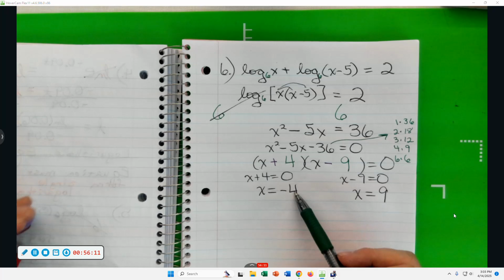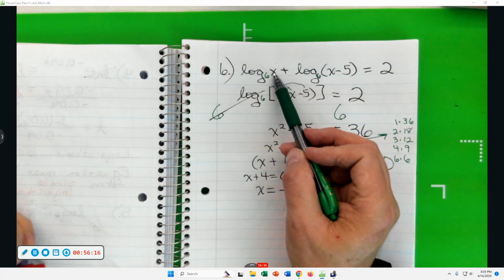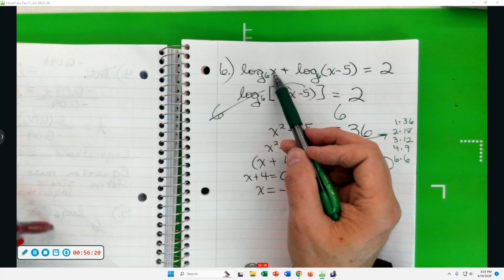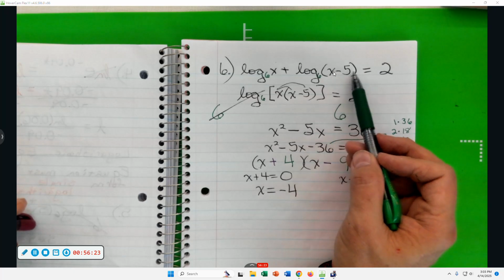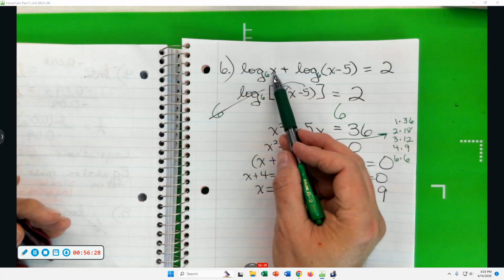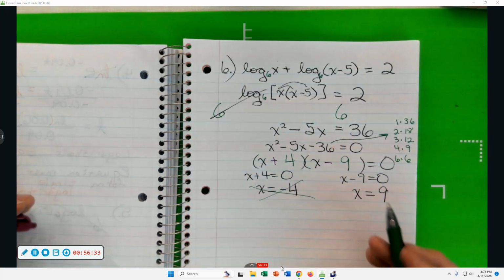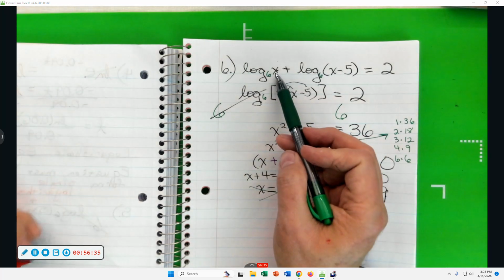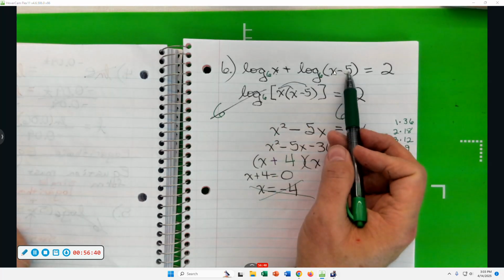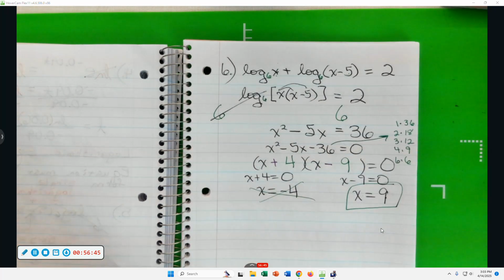Okay, -4. You plug that in for that argument. Is it a positive number? No, it's right off. It's negative. -4 minus 5, that'd be -9. But as soon as we see that you plug in that -4, that argument's negative, you cross it out. What about 9? Plug in 9. Is that positive? 9 minus 5, is that positive? So 9 is the only acceptable solution.